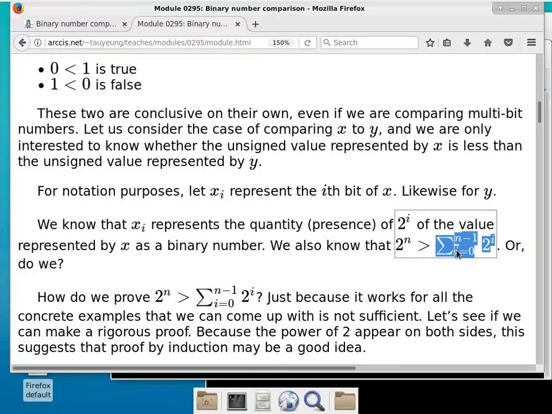So now the question is, do we know this for sure? Most people would say, yeah, it makes sense, because 2 to the power of 3, which is 8, is greater than 2 to the power of 0, which is 1, plus 2 to the power of 1, which is 2, plus 2 to the power of 2, which is 4. 1 plus 2 plus 4 is 7, right? 8 is greater than 7, it's true. So we don't need a proof, or do we?